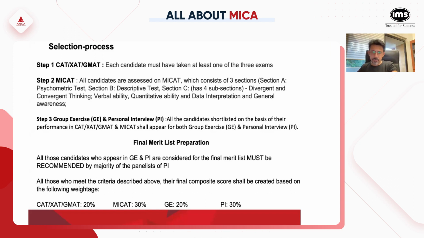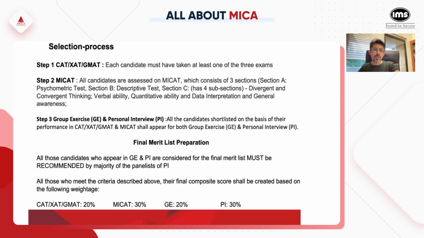Once a candidate gets through MICAT, and I will also show you the progression in a flowchart form, once you've cleared your MICAT, you come to step 3, which is the GE and the PI. And mind you, this is not a group discussion, it is a group exercise. More about it as we move ahead, followed by a personal interview. The final merit list is prepared on the basis of whether a candidate has qualified on the basis of CAT, XAT, and GMAT, whether he or she has qualified the psychometric test, and then we start looking at the MICAT score.